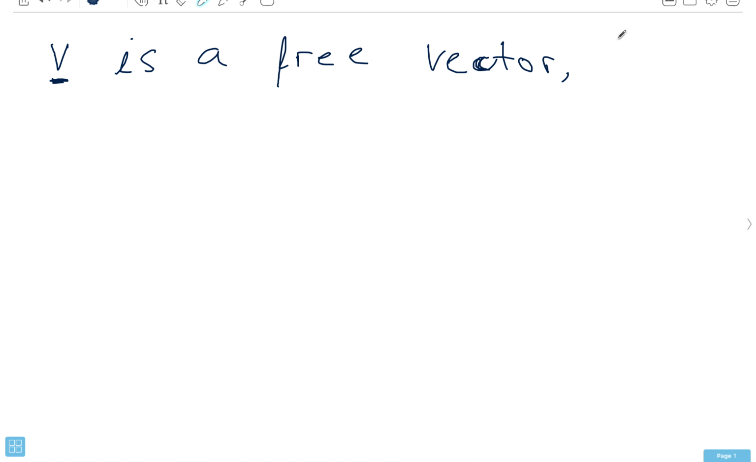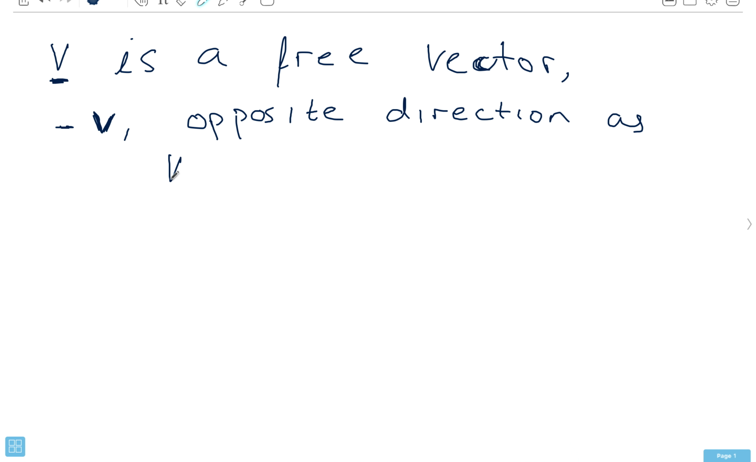And I'm going to define vector negation as minus the free vector, minus v, which has the opposite direction as v, but the same length.